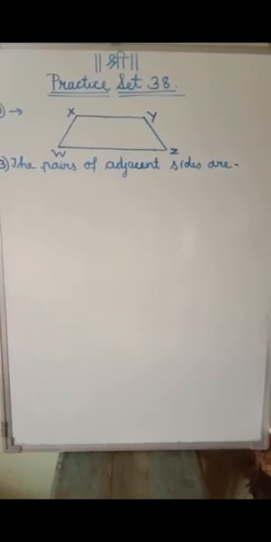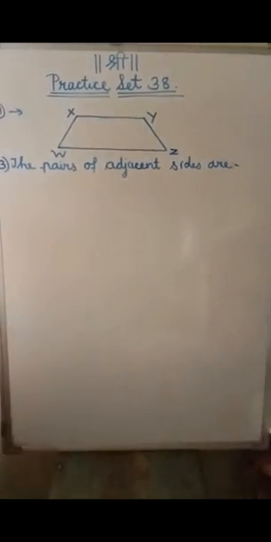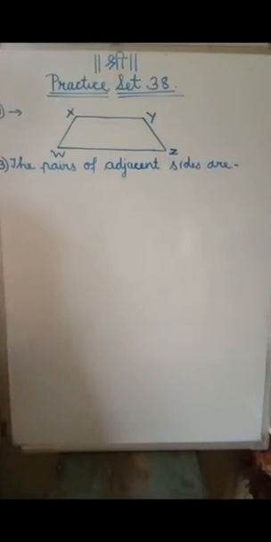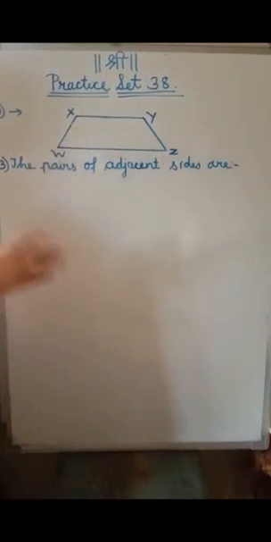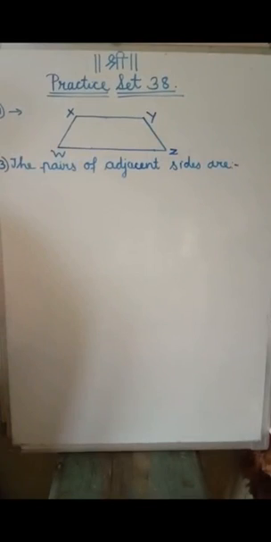So now we'll answer the third question. For that, the pairs of adjacent sides are. Children, always remember we have 4 pairs of adjacent sides and 4 pairs of adjacent angles. Okay. Adjacent means neighboring. Okay. So first what we will do, we will select one side.